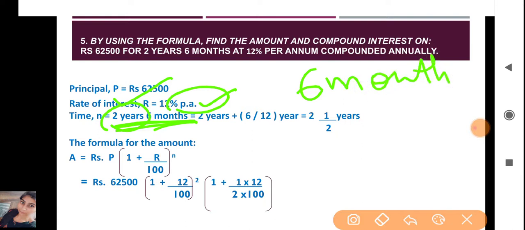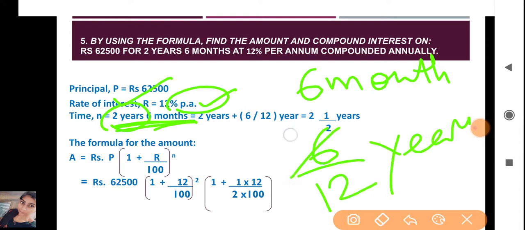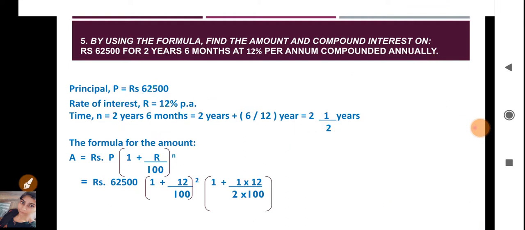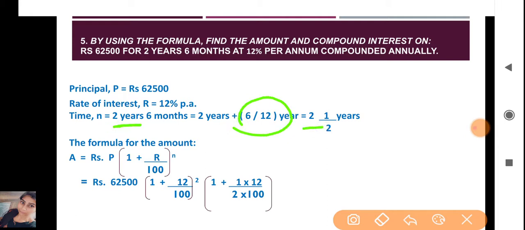In 1 year we have 12 months, so this should be divided by 12 and it will be converted into years. 6 1s are 6, 6 2s are 12, so this is 1/2. This 2 years will be written as 2, and this 6 months or 6/12 years will be written as 1/2 years. So now we know that this is the formula that we are using for A, but here, since we have just seen the last case, whenever you have the time given as a mixed fraction, we can use this formula.